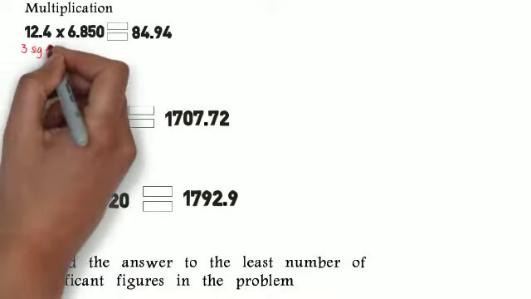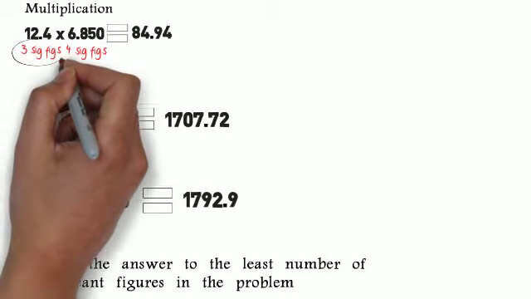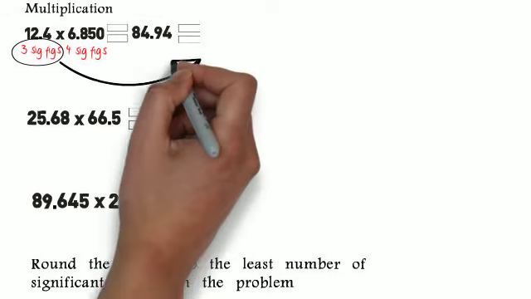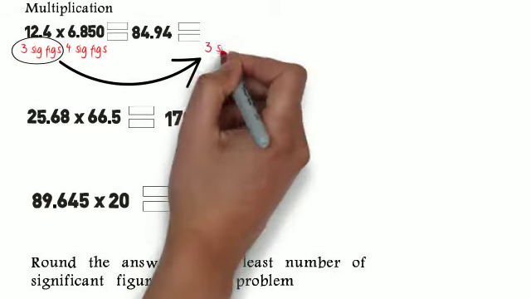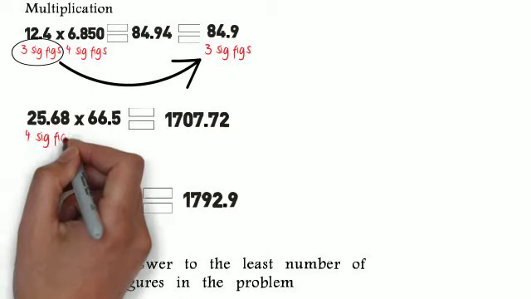So, let's look at these problems a little bit more closely. 12.4 has three significant figures. 6.85 has three significant figures. So we're going to use three significant figures, since that's the least number, and express our answer to three significant figures. So 84.94 rounded to three significant figures is 84.9.